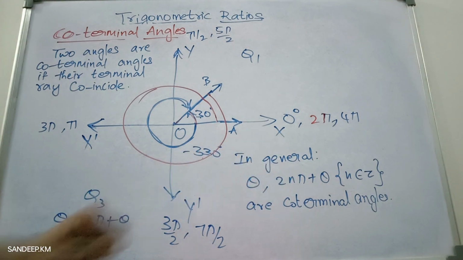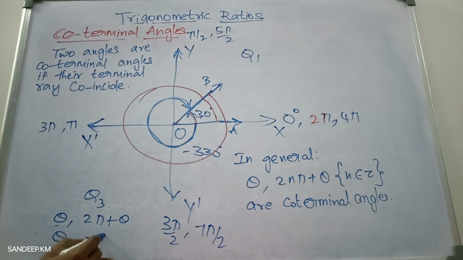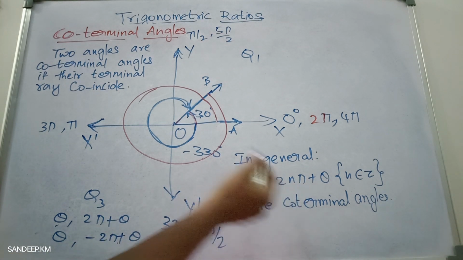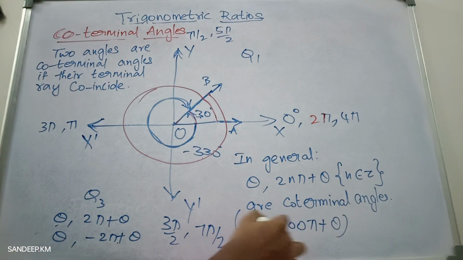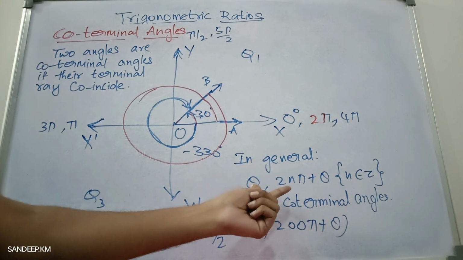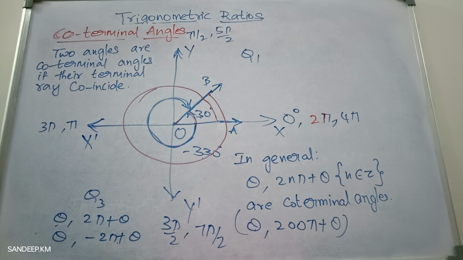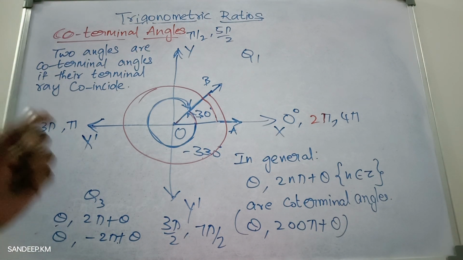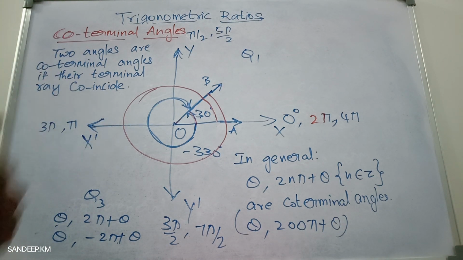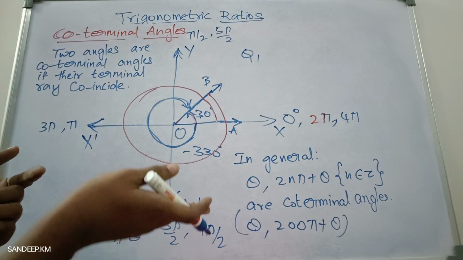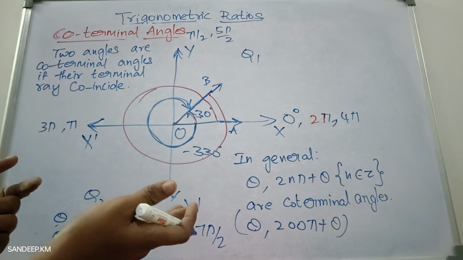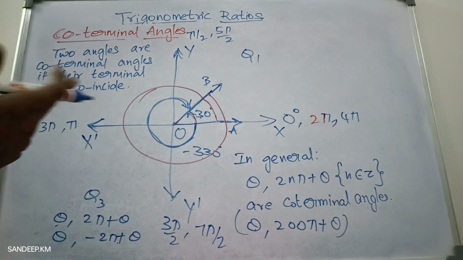If I take n value as minus 1, then what happens? Then I will get theta, minus 2 pi plus theta. Yes, these two are also coterminal angles. If I take n equal to 100, then what will I get? Theta, 200 pi plus theta. These two are also coterminal angles. So in general, theta and 2n pi plus theta are always coterminal angles. And remember one more thing, every angle has infinite other coterminal angles. For 30 degrees, how many other angles are sharing the same terminal side? There are infinite angles.